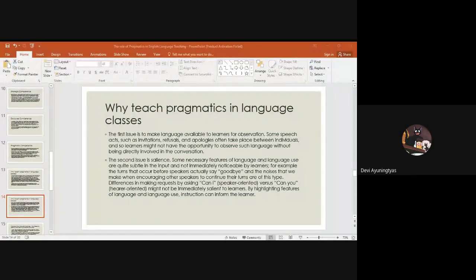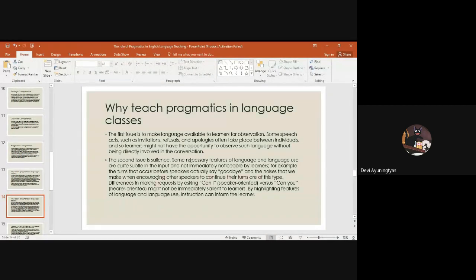Why teach pragmatics in language classes? The first issue is to make language available to learners for observation. Some speech acts, such as invitations, refusals, and apologies, often take place between individuals, and so learners might not have the opportunity to observe such language without being directly involved in the conversation.